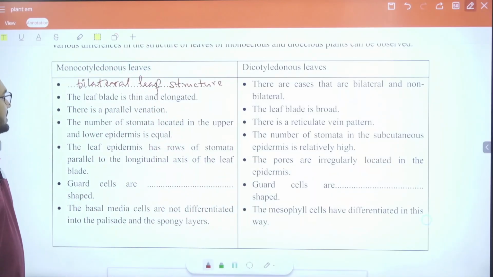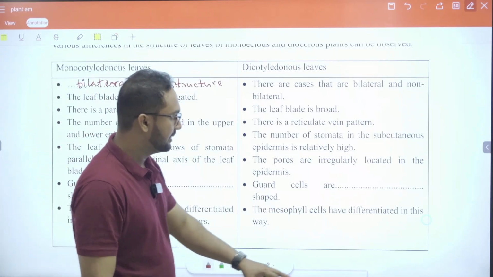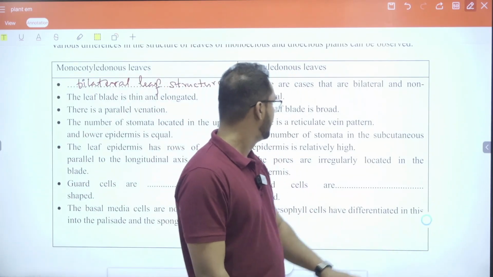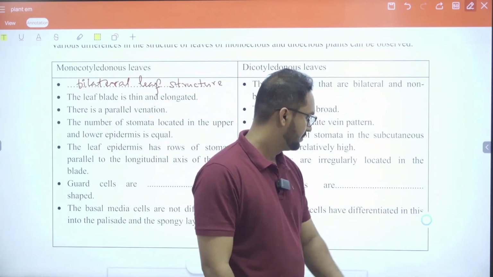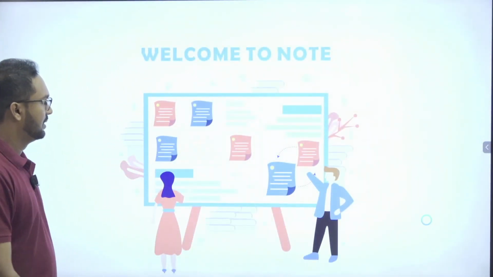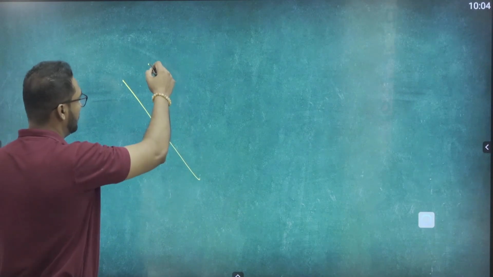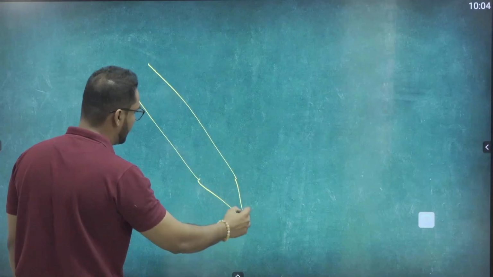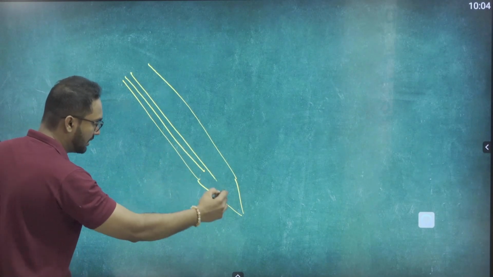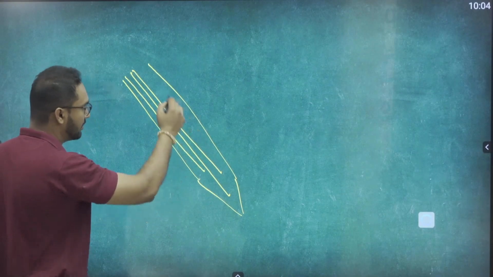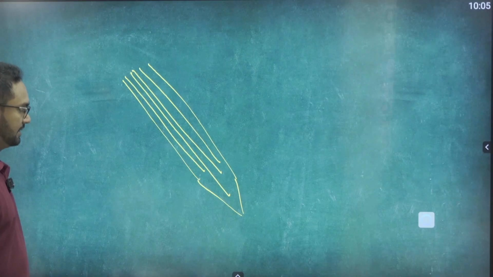And there is a parallel venation. Now the parallel venation is something like this. If you take a coconut leaf, which is elongated and thin, the veins are parallel to each other like this, going parallel to each other. We call this parallel venation, right?